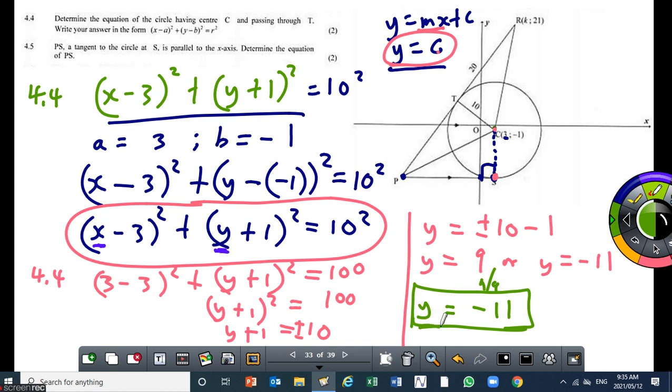Okay. Our c is minus 11, therefore the equation of y equal to c is y equal to minus 11.